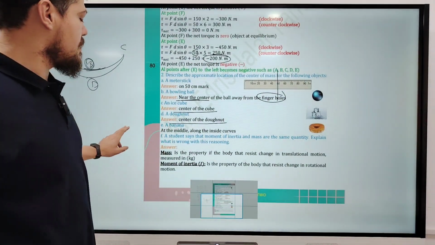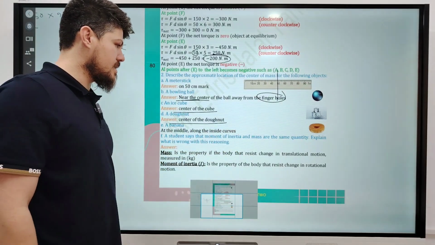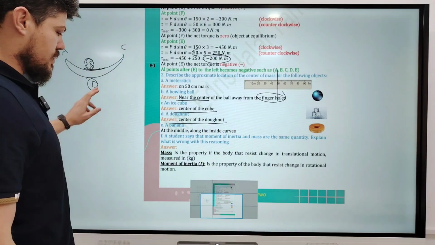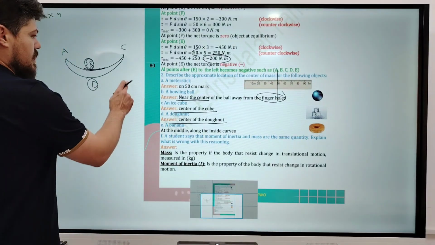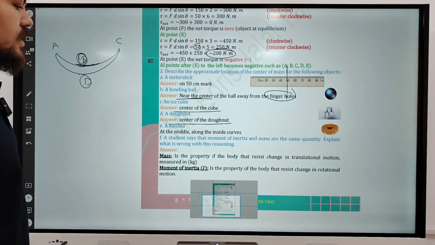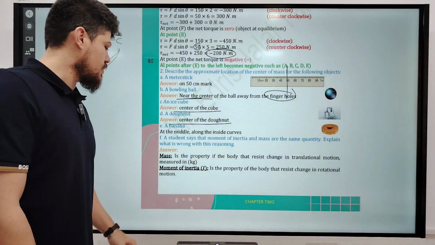A student says the moment of inertia and mass are the same quantity. Explain what is wrong with this reasoning. This is completely wrong, because the mass and the moment of inertia are not equal. They are completely different from each other.